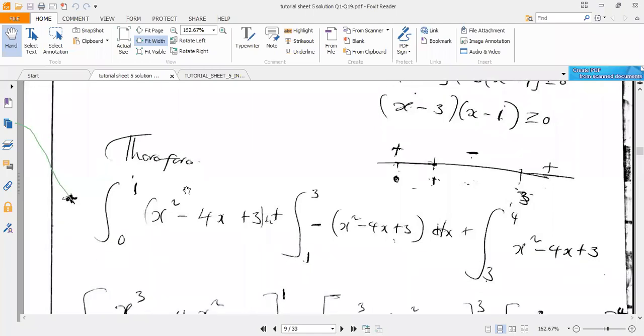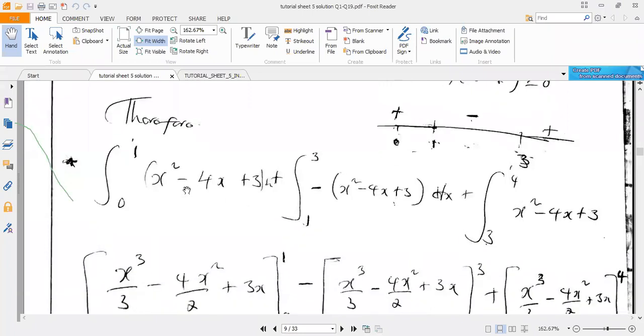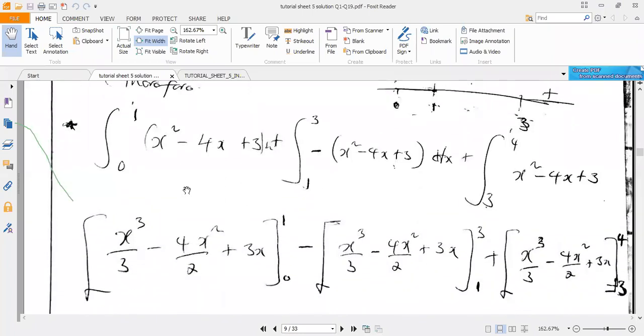So we are going to split these. We're going to have the integral from 0 to 1, then the integral from 1 to 3, and then another integral from 3 to 4. We are now going to add these integrals. But since the interval from 1 to 3 is negative, the integral from 1 to 3 will have the negative sign. Then we integrate with respect to x. When we integrate, we're going to come up with something like that.